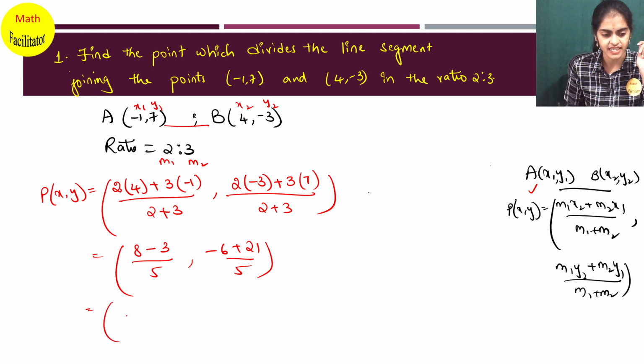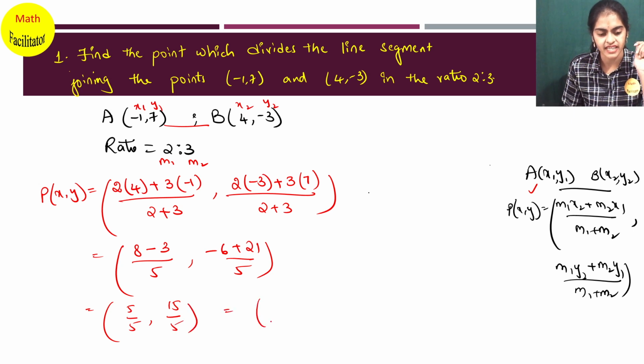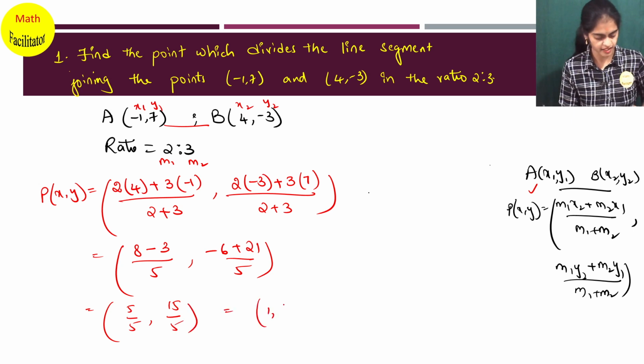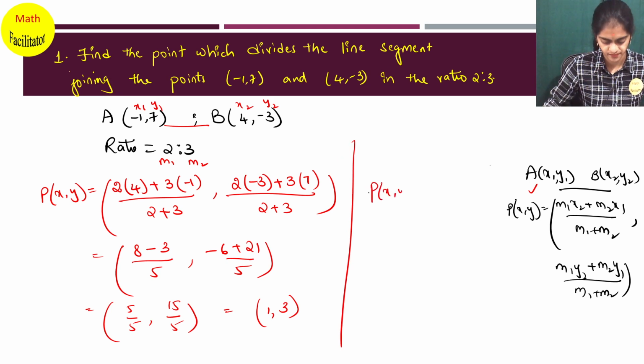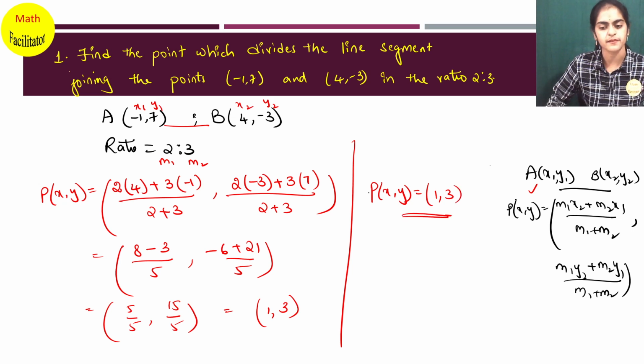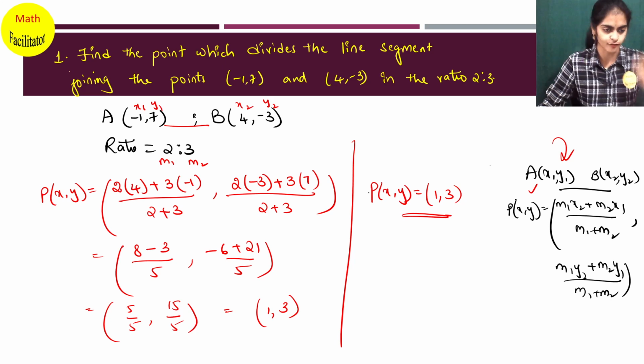So what is the final answer we get? 5 by 5, and -6 plus 21 is 15 by 5. So 5 by 5 is 1 and 15 by 5 is 3. So the point P (x, y), which divides the line joining AB in the ratio 2 is to 3, you got it as (1, 3). Simple substitution in the section formula. And I told you how to remember the section formula also.